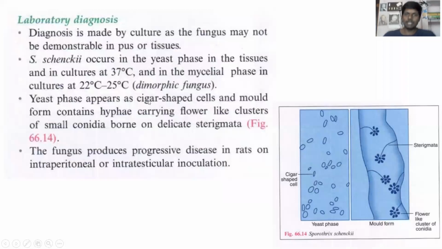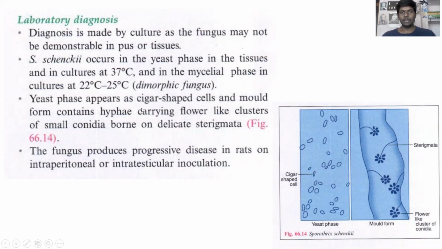So what we have to do is cultivate this fungus on SDA at two temperatures. First, we cultivate it at 37 degrees centigrade, and we also incubate it at room temperature, around 25 to 28 degrees centigrade, so that we see two types of morphology in this fungus. Diagnosis is made by culture, as the fungus may not be demonstrable in pus or tissues. Sporothrix schenckii occurs in the yeast phase in tissues and in cultures at 37 degrees, and in the mycelial phase at 25 to 27 degrees centigrade. That is why it is called a dimorphic fungus.